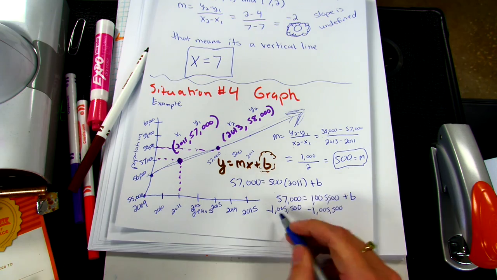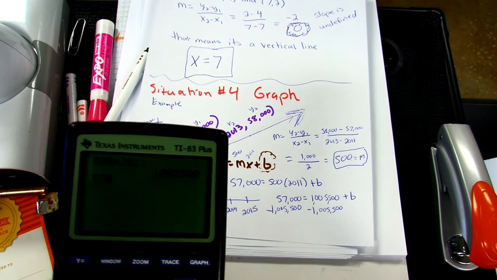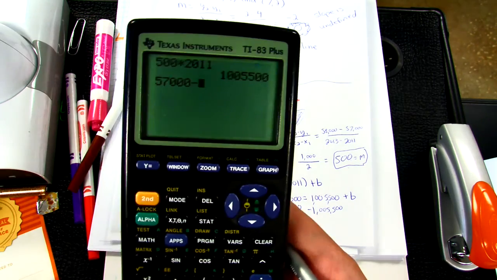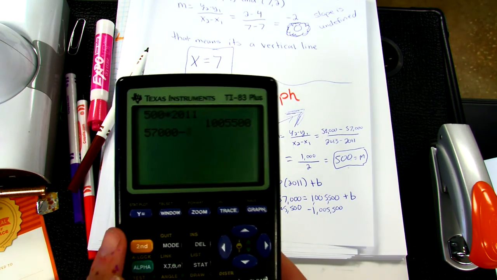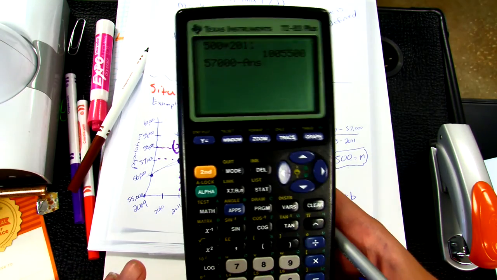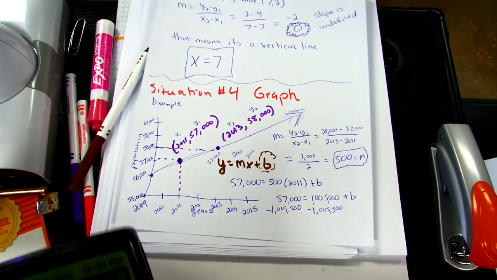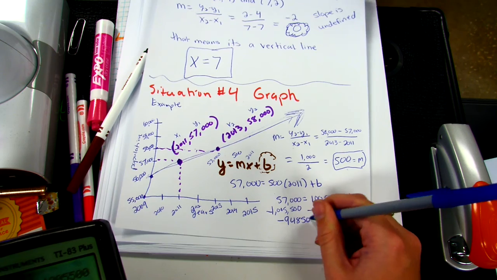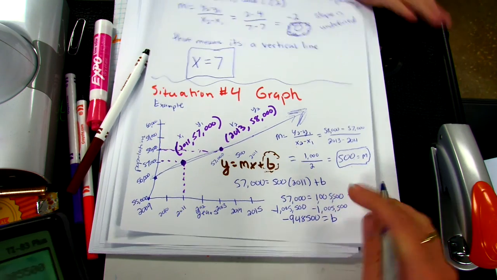So now we have, again, calculator, right? 57,000 minus that really big number gives us a negative number, right? So negative 948,500 is equal to b.